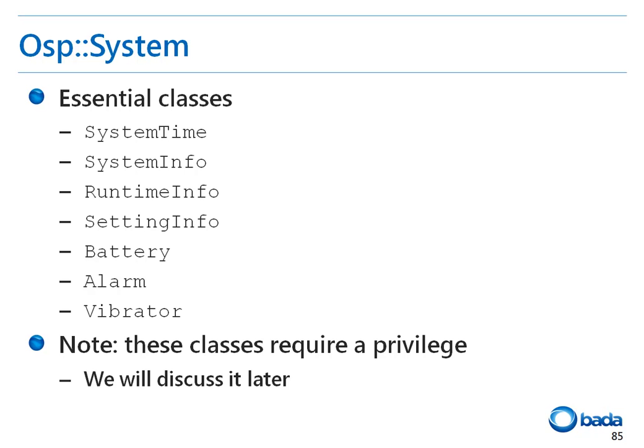Let's talk about bada's system namespace. Bada's system namespace provides the system time, system info, runtime info, setting info, battery, alarm, and vibrator classes. All of them are used to get system information, except for the alarm and vibrator classes.